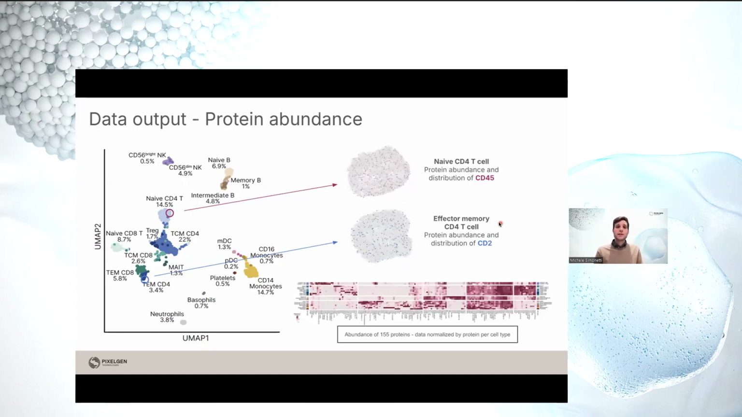So here you will be able to look at the abundance. Here you have all the different proteins, and then here you have the different cell types, and these data are normalized. This is what you will be able to get. You look at things like exhaustion, for example.